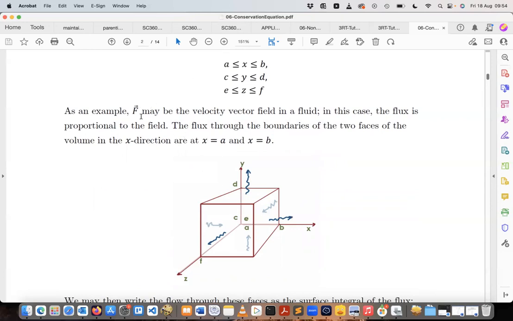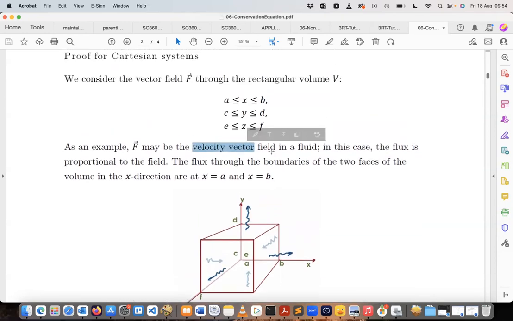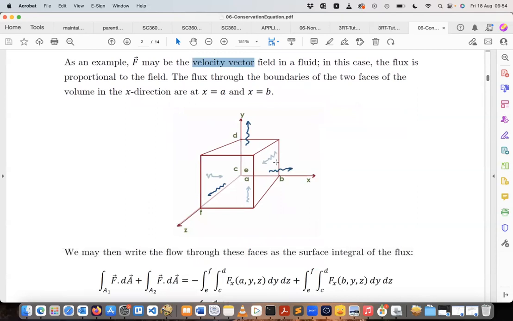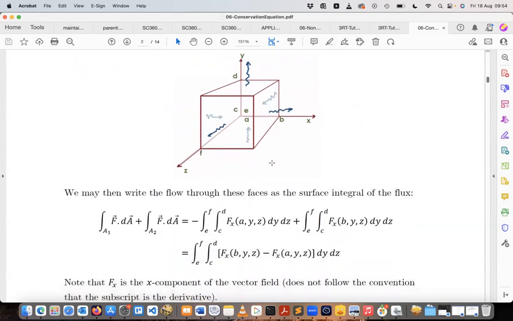So let F be some field that we're interested in, like a velocity vector field, right? Now, we can imagine the changes in the flux across that box. And let's for now just look in the x direction. So we're saying we want to know what's the change across this box. So let's look at what's entering the box. So entering the box is arriving on this face, right?